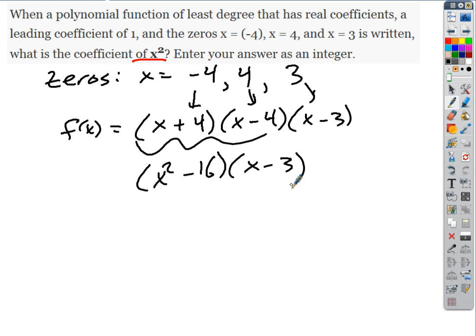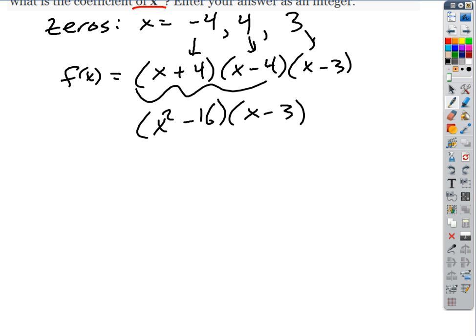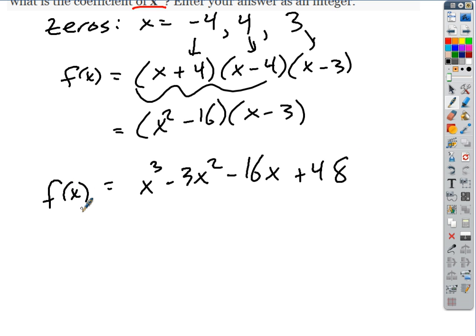Okay, and then got to FOIL that out, right? So we get first times first is x cubed. I guess you don't need parentheses, do I? X cubed minus 3x squared minus 16x plus 48. And then we want the coefficient of x squared. So what is it? Negative 3. Yeah, good. Okay.